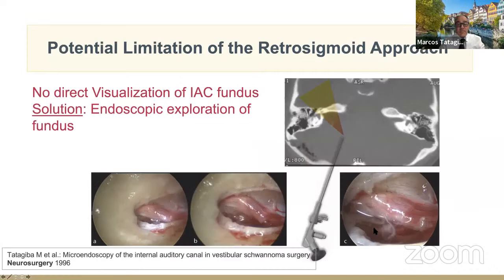Because we usually cannot see directly the fundus of the internal auditory canal with a retrosigmoid approach, if we are going to preserve hearing and preserve the labyrinthine block, we can use the endoscope to make this direct visualization. Using this technique, we can completely replace the advantage of the middle fossa in terms of direct exposure of the fundus. So the endoscopic tool is very useful for this kind of technique.